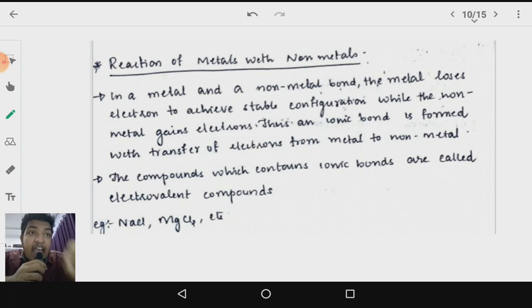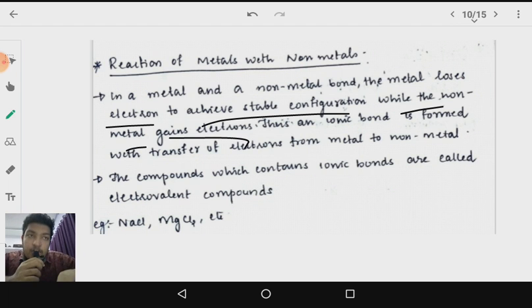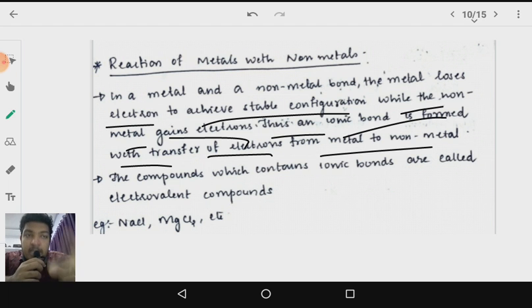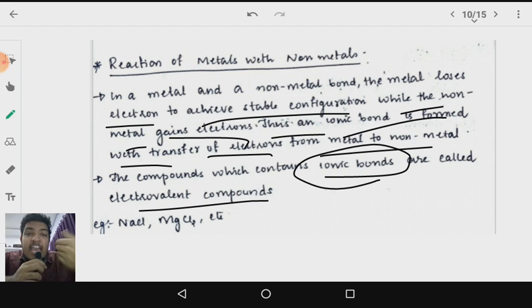In a metal and a non-metal bond, the metal loses an electron to achieve stable configuration, while the non-metal gains electrons. Thus, an ionic bond is formed with the transfer of electrons from metal to non-metal. The compounds which contain ionic bonds are called electrovalent compounds. Examples include potassium chloride, sodium chloride, magnesium chloride, and so on.